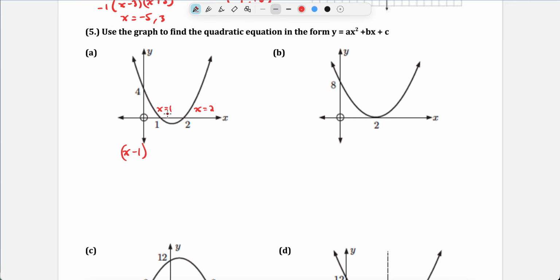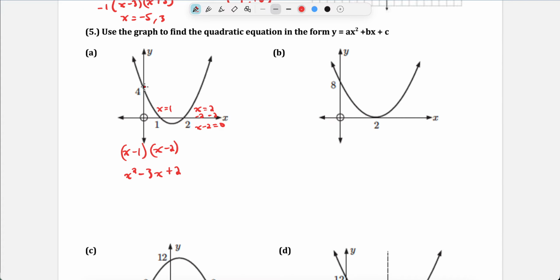Well, I'll just go ahead and give me a 0 on the right-hand side of both of these equations. So I'll have to minus 2 and minus 2, so x minus 2 equals 0. So x minus 2 and x minus 1 are going to be my factors. Okay, now if I go ahead and FOIL these brackets, that's going to give me x squared minus 2x minus x, so minus 3x plus 2.